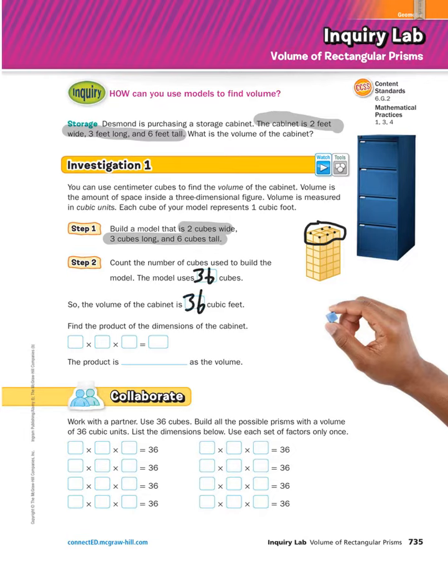Now that's great if you have cubes and you can count them, but if you don't, you're going to be using the formula. So it says find the product of the dimensions of the cabinet. Now remember the 3 dimensions were 2, 3, 6. So we have 2 times 3 times 6. And if you solve this one, 2 times 3 is 6, 6 times 6 is 36. So the product is the same as the volume. So here is when we counted cubes, here is when we multiplied the 3 dimensions.